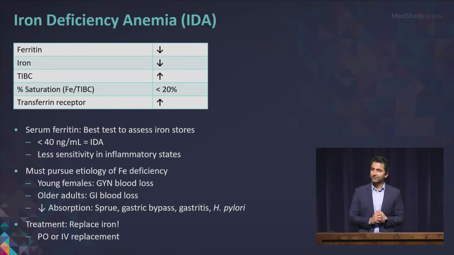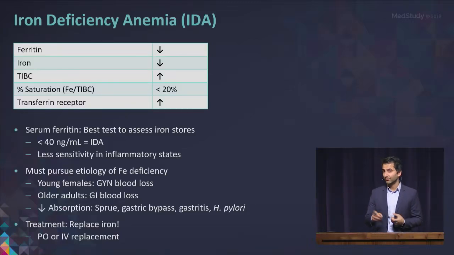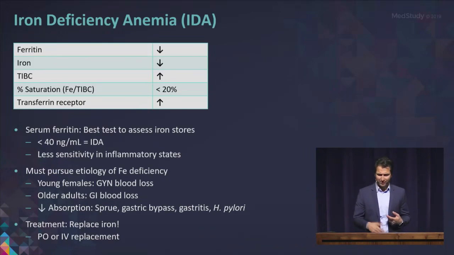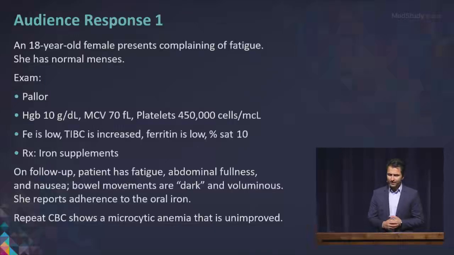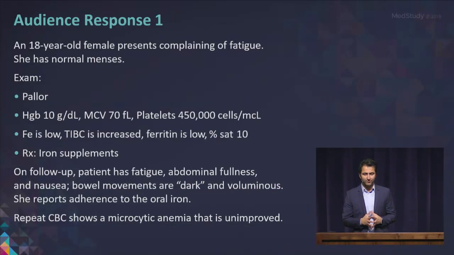Treatment for iron deficiency is fairly straightforward: PO, or in some cases IV iron replacement if you need a rapid response or if there's poor tolerance to oral iron. Typically it's going to be GI side effects. So that brings us to our first audience response question.